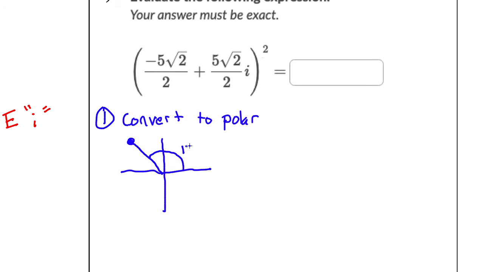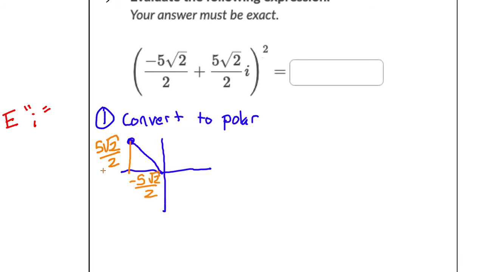That is 135 degrees. It doesn't really matter that it's 135 degrees. It does matter that this right here is a special right triangle. Is it a 45, 45, 90 or 30, 60, 90? What would you guys say? 45, 90. It is indeed a 45, 45, 90. And I know that this real component right here is negative 5 square root of 2 over 2. Negative 5 square root of 2 over 2. And I know that the imaginary component is 5 square root of 2 over 2, that's positive.